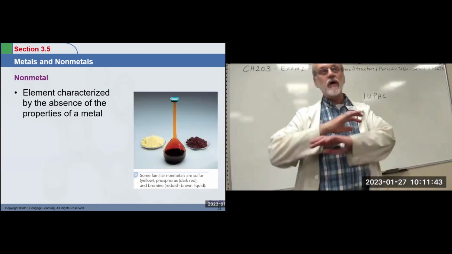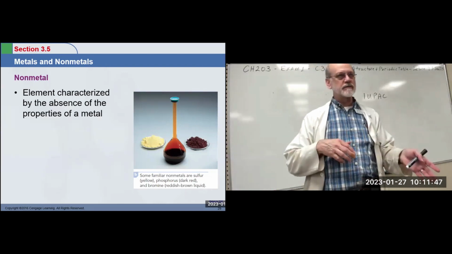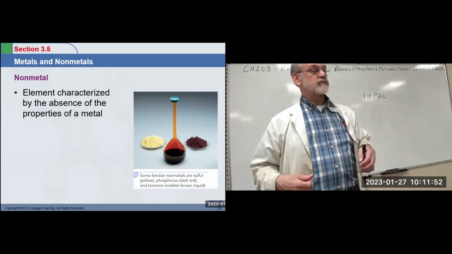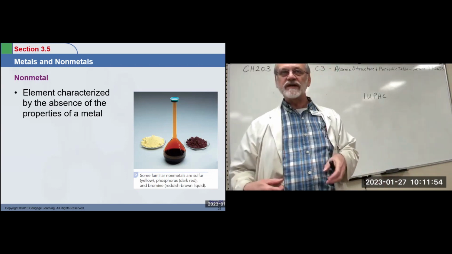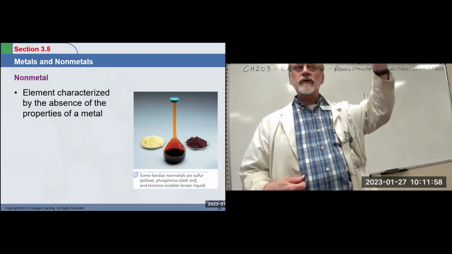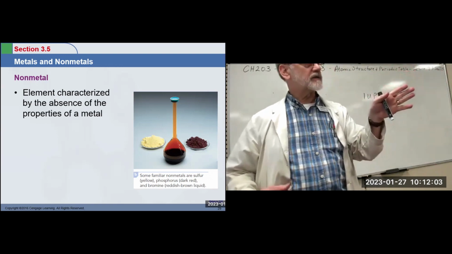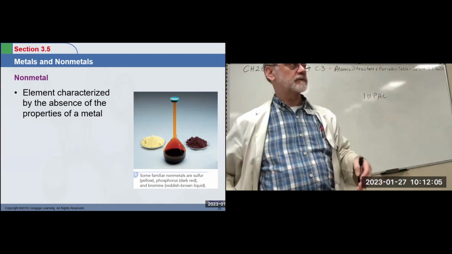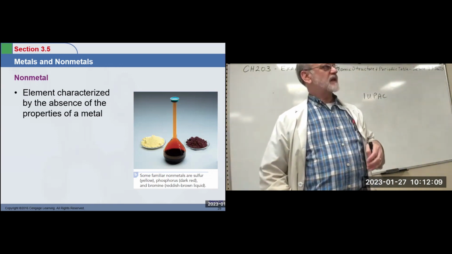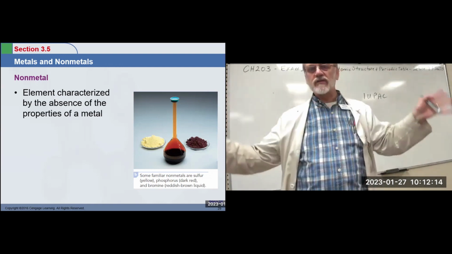Non-metals, though, they run the whole gamut. You've got some gases, some solids, and some liquids. The only liquid of the non-metals is bromine. Iodine's a solid in that same family. Fluorine and chlorine are gases. Astatine's a solid too. Carbon is a solid. Nitrogen is a gas. So you have a full range.